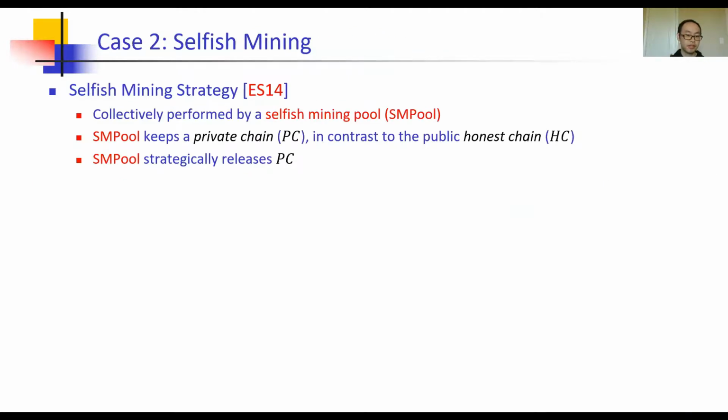Then we move to the second case, the selfish mining case. Here we give more details about the selfish mining strategy. The strategy is collectively performed by a selfish mining pool. The pool keeps a private chain, while the honest public keep the honest chain. When the selfish mining pool finds a new block, it conceals it and adds it to the private chain first, and then strategically releases the private chain when the pool sees the honest chain catches up with the private chain.